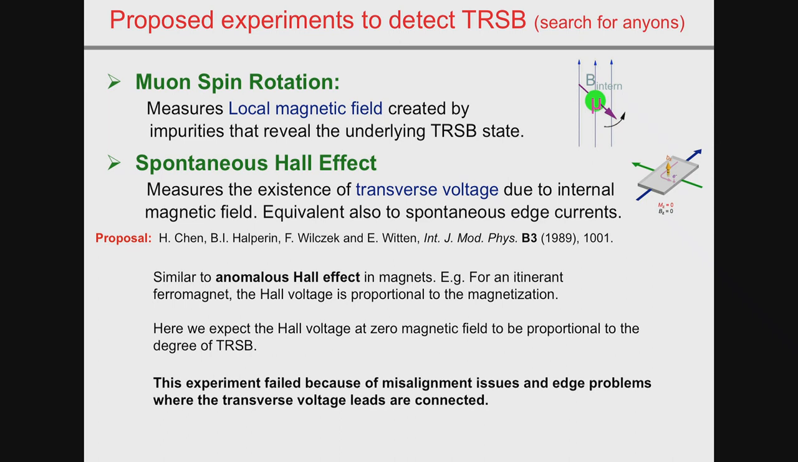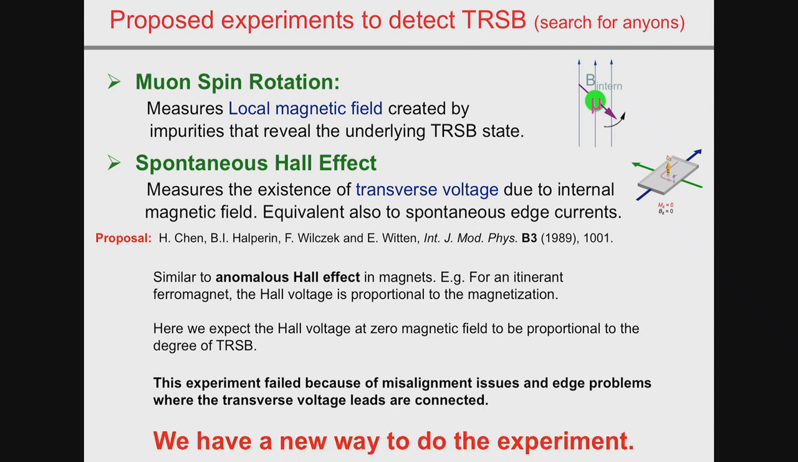If you're trying to find a tiny effect, as a large effect was not found experimentally, there is a problem. So this experiment failed because of misalignment and edge problems. If you take a small crystal or a film, the edges are really rough, and this experiment becomes a mess. Since experiments are as important in sorting theories, we decided to come back to the issue of Hall effect. So let me show you one way how you can measure the Hall effect while absolutely eliminating any such misalignment and edge effect, okay?